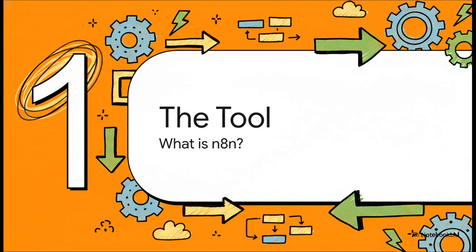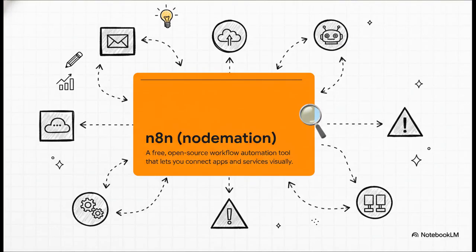Well, there are a bunch of tools out there, but today we're going to look at one in particular that's designed to give it to you: N8N. Let's break down exactly what this thing is. So N8N, it's short for Nodemation. And what it is at its heart is a free, open source tool that lets you connect all your different apps and automate tasks visually. And that's the key word here: visually.